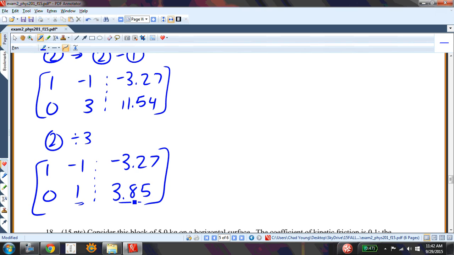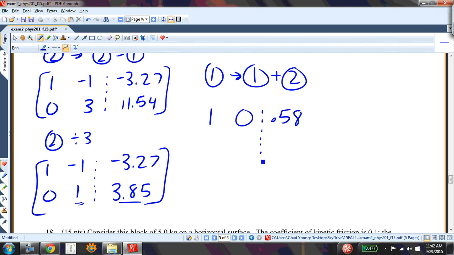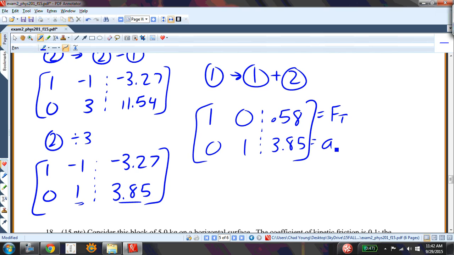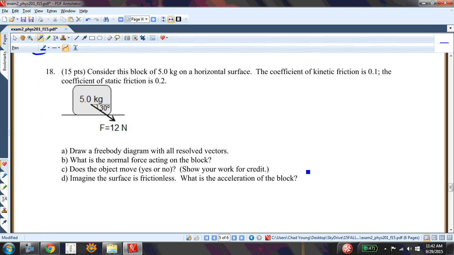So I'm going to replace row 1 with row 1 plus row 2. So that'll be 1 plus 0 is 1, negative 1 plus 1 is 0, and negative 3.27 plus 3.85 is 0.58. And it's in fully reduced form of the identity matrix, augmented identity matrix. So these are my answers. This is ft and this is a. We did that by substitution, but you can do it this way. It took about the same amount of time, I think, but knowing how to do it is the hard part.